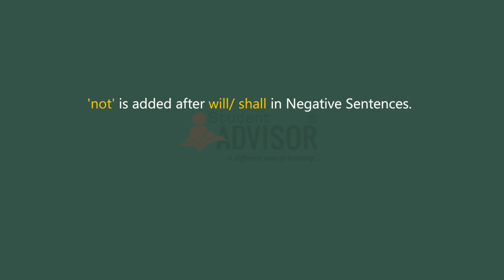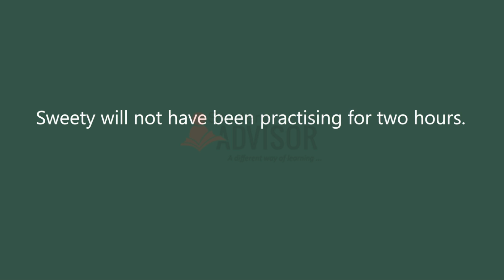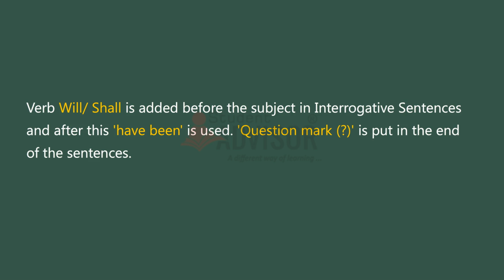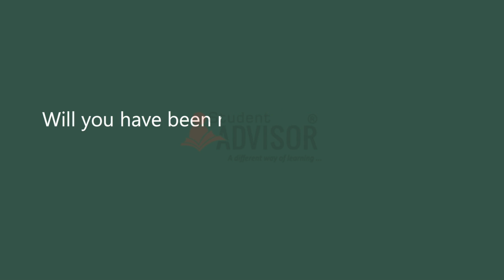Not is added after will or shall in negative sentences, like Sweetie will not have been practicing for 2 hours. Will or shall is added before the subject in interrogative sentences, and after this, have been is used. Question mark is put in the end of the sentences, like will you have been reading this for 2 hours?